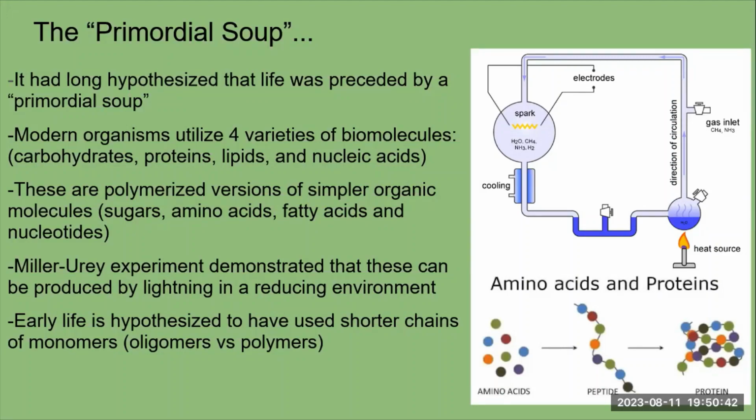But where would such molecules have come from on the early Earth? The famous Miller-Urey experiment demonstrated that if lightning was passed through a reducing gaseous mixture, and it had long been hypothesized that Earth had a reducing atmosphere, amino acids will be produced. Early organisms would have been much simpler than modern ones, and would have used much shorter chains of molecules known as oligomers.